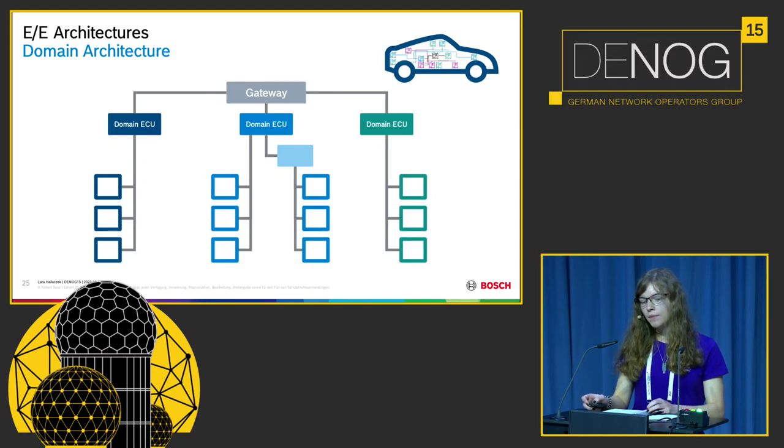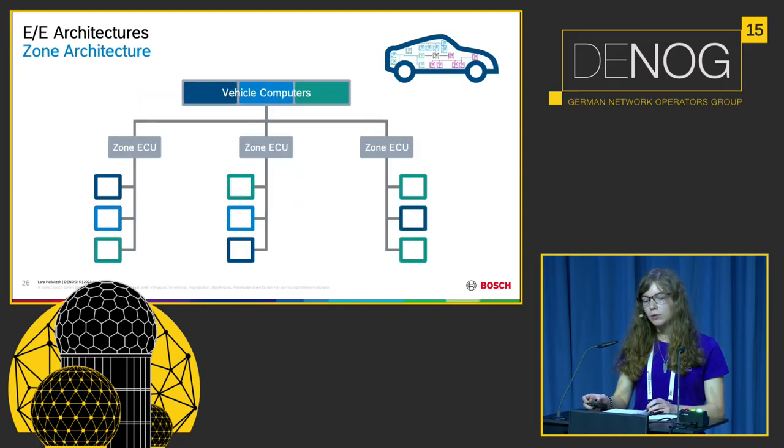To solve that problem, the industry is now moving towards a zone architecture. In a zone architecture, you no longer group the physical network by function, and instead by position in the vehicle. So for example, you have a front zone, a rear zone, a middle zone. You can still do logical grouping, for example, by using VLANs or some other virtualization technologies. And the centralization of some functions continues.